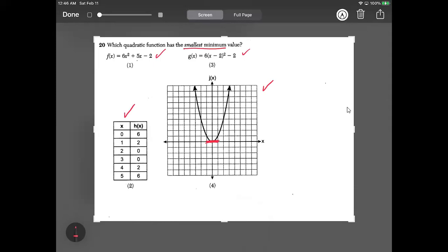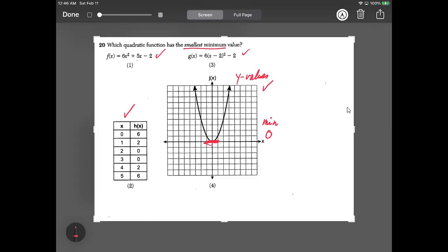So for instance, I'm going to start with this one because I have a graph. Graphs are easy to tell where the minimums are. The minimum is basically zero. Remember, we're looking at the y values when we're looking for minimums or maximums. So the y value here would be zero. So the minimum here is zero. Now we've got to find out the minimum for these other ones.